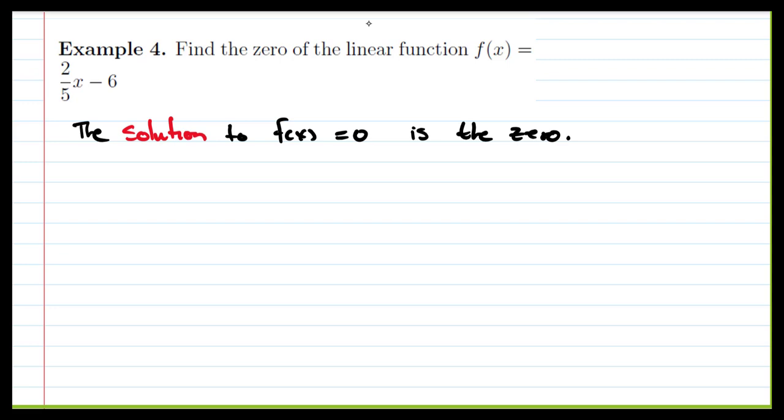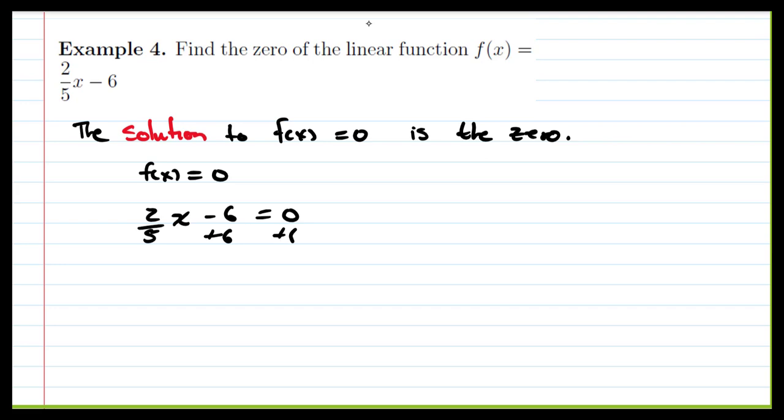So in this case, if we have f of x equals 0, our f of x is 2 over 5x minus 6 is equal to 0. Notice this is exactly the same way we would find the x-intercepts. You set y equal to 0 and you solve, because y and f of x are the same thing.